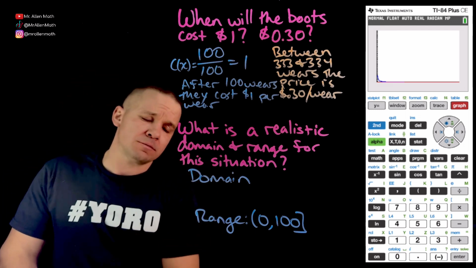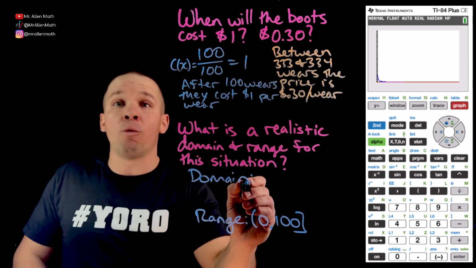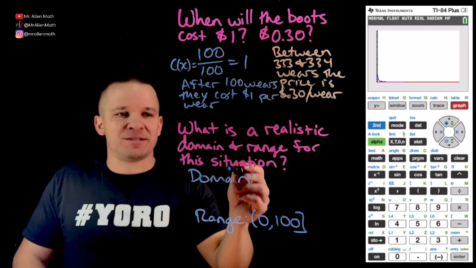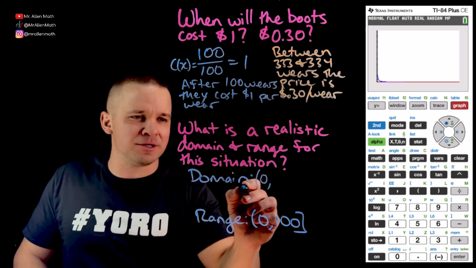Domain. Let's see here. For domain, I could have bought them and not worn them, right? But I can't divide by 0. So I'm going to err on the side of not including 0.